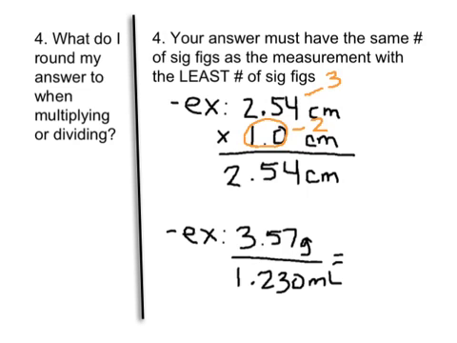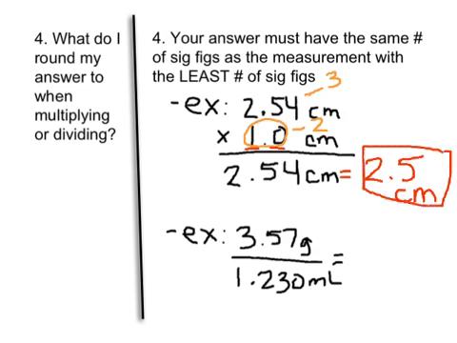2 significant figures. So instead of 2.54 centimeters, we actually have to change that. We have to round it down to 2.5 centimeters. Again, our answer can only have as many significant figures as the one with the least amount of significant figures. That least amount here was 2, and so our answer can only have 2.